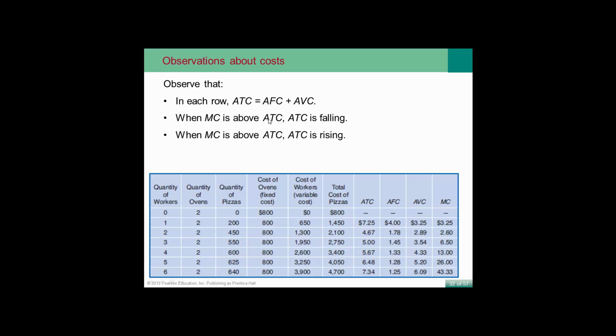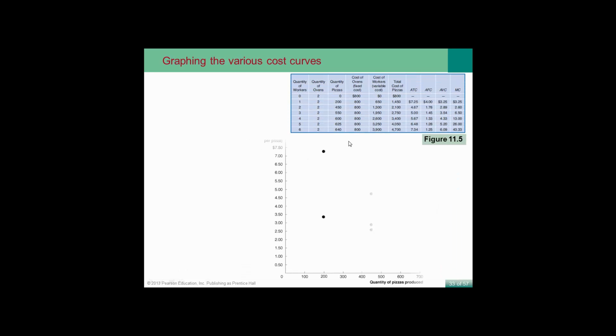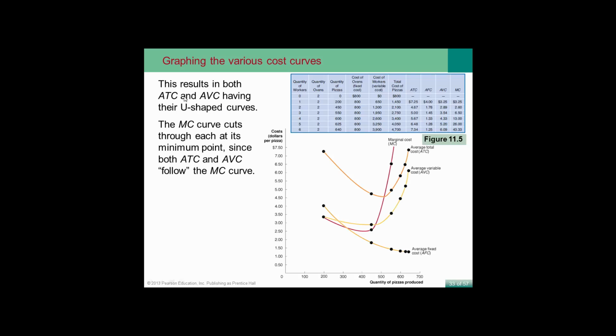When marginal cost is below average total cost, the average total cost is falling. When marginal cost is above average total cost, it is rising. So what does this mean in graph form? The result is both average total cost and average variable cost have U-shaped curves. And this is your marginal cost. Average total cost, average variable cost, average fixed cost. Average fixed cost is going to go down because it's fixed, so it's not going to change with output, continuing to go down.